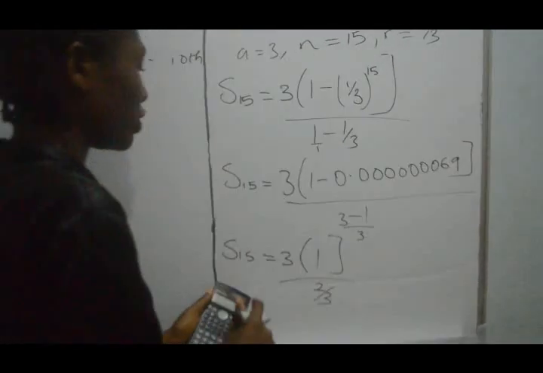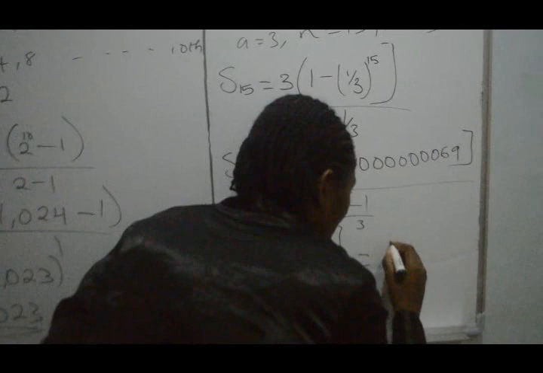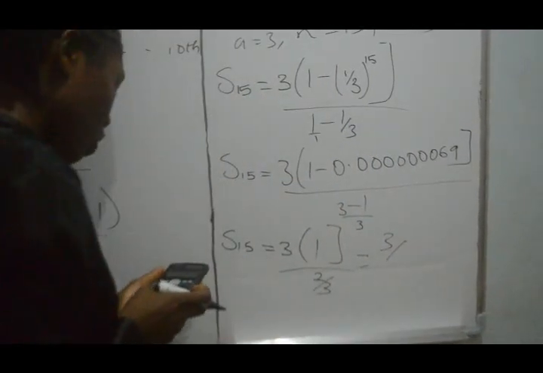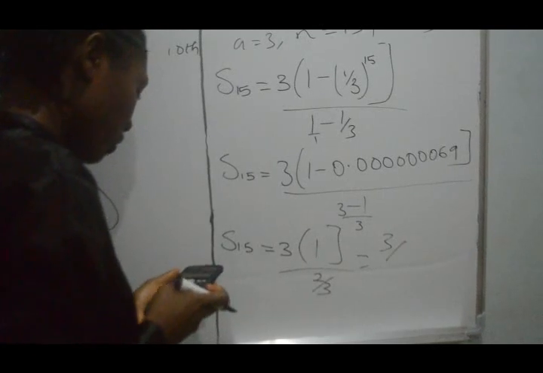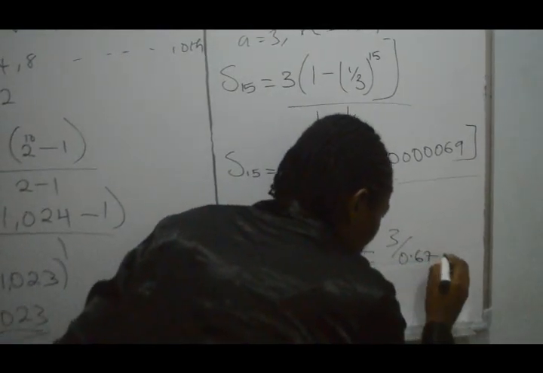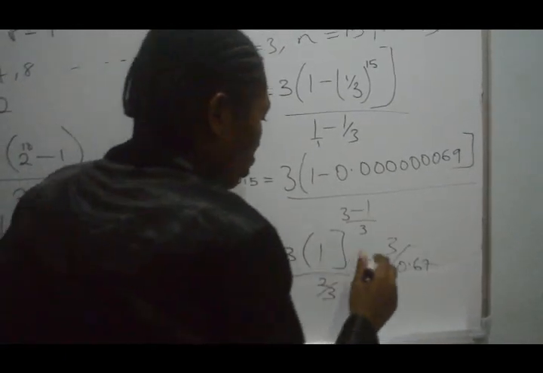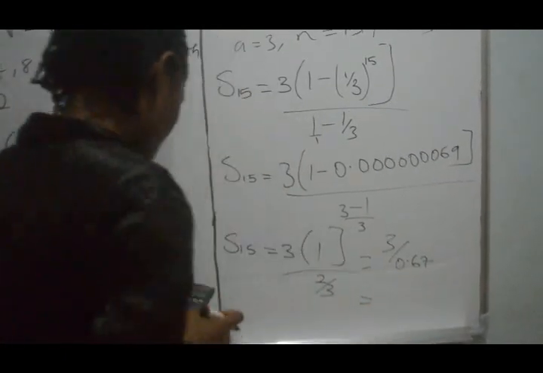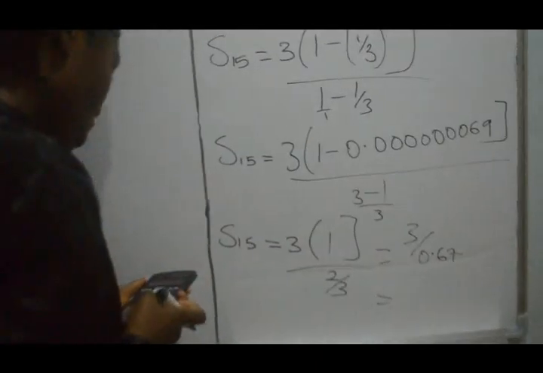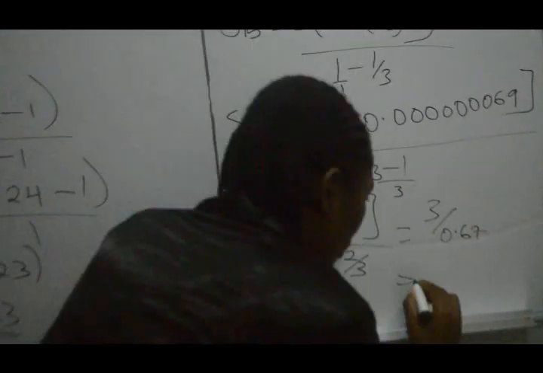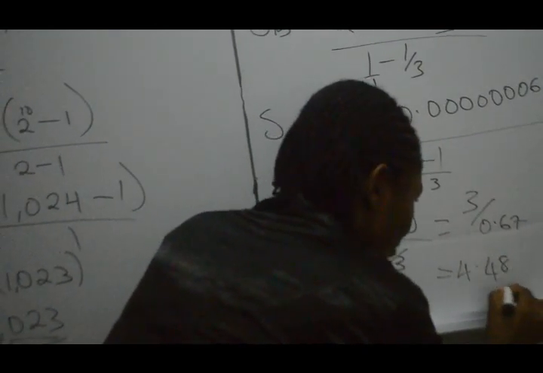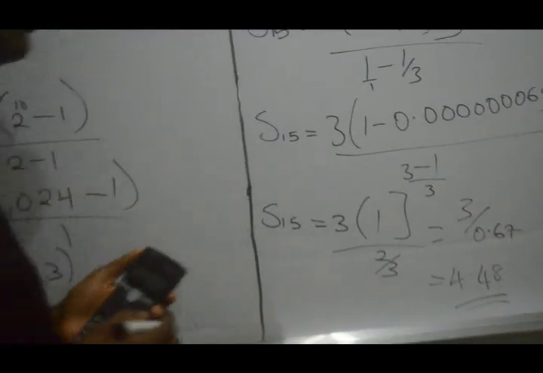So let's work that. We'll have 3 divided by 2 over 3, and 2 over 3 is also 0.67. So our sum will be equal to 3 divided by 0.67, and that will give us 4.48.